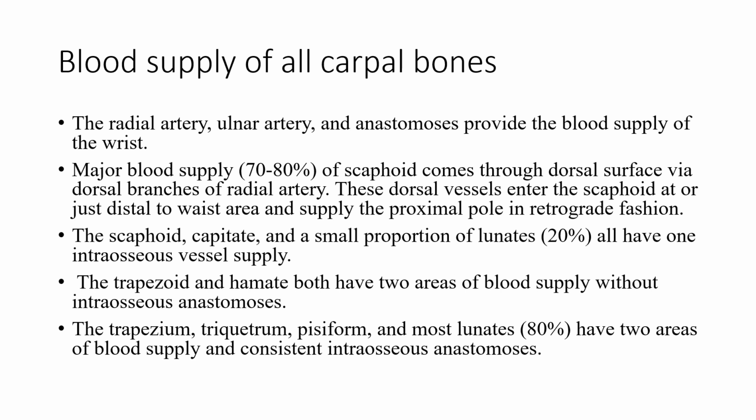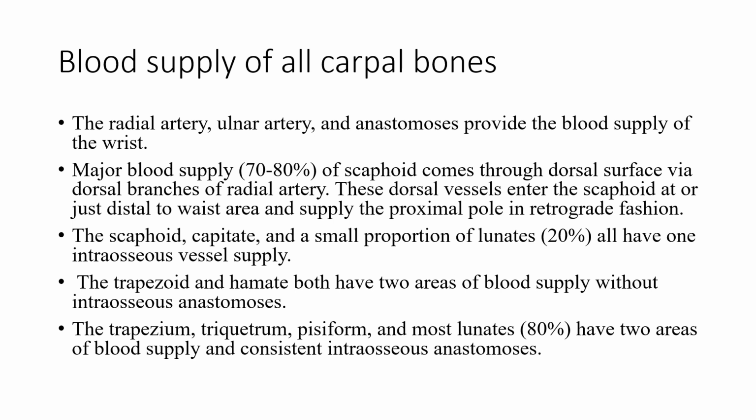The scaphoid, capitate, and a small portion of lunates (20%) all have one intraosseous vessel supply. The trapezoid and hamate both have two areas of blood supply without intraosseous anastomosis. The trapezium, triquetrum, pisiform, and most lunates have two areas of blood supply and consistent intraosseous anastomosis.